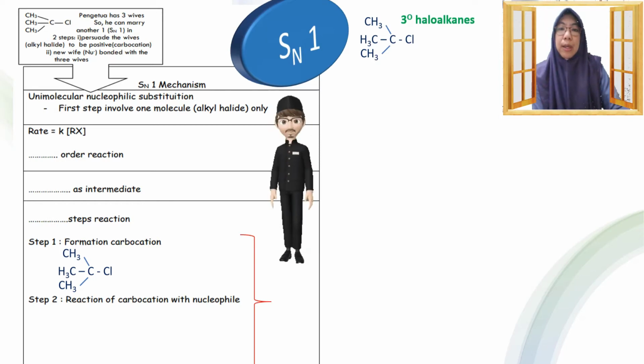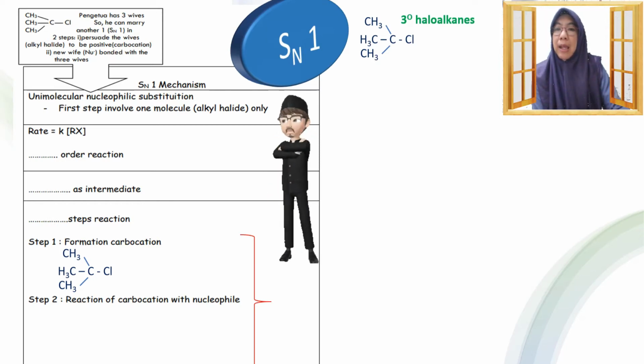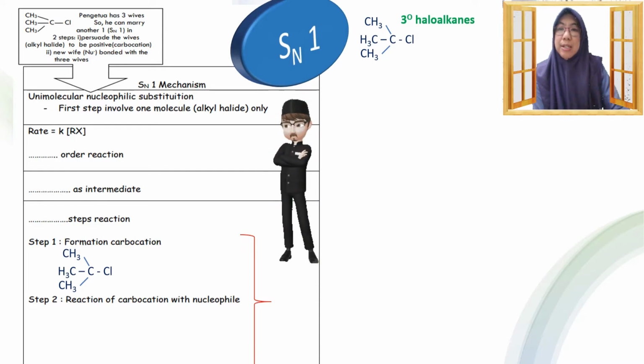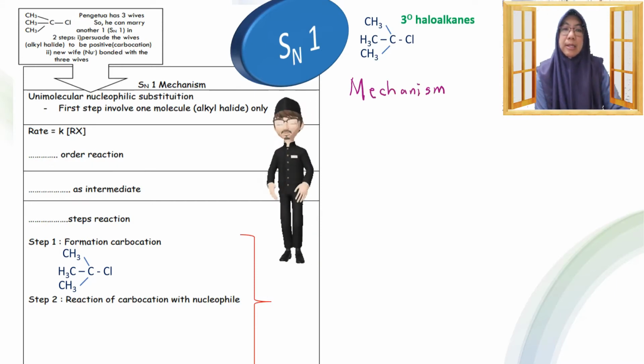So we take a look. They have 2 steps. The first one, persuade the wives, which is the alkyl halide, to be positive, which is carbocation. And then the second one is the new wife, which is the nucleophile, bonded with the 3 wives. So here is the mechanism. I want to show you.